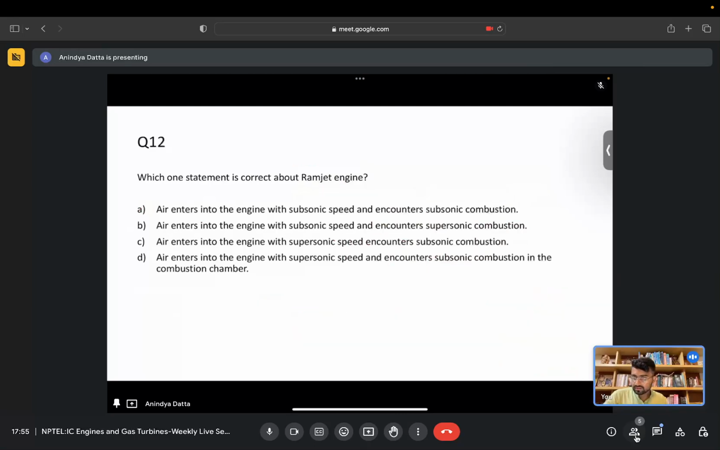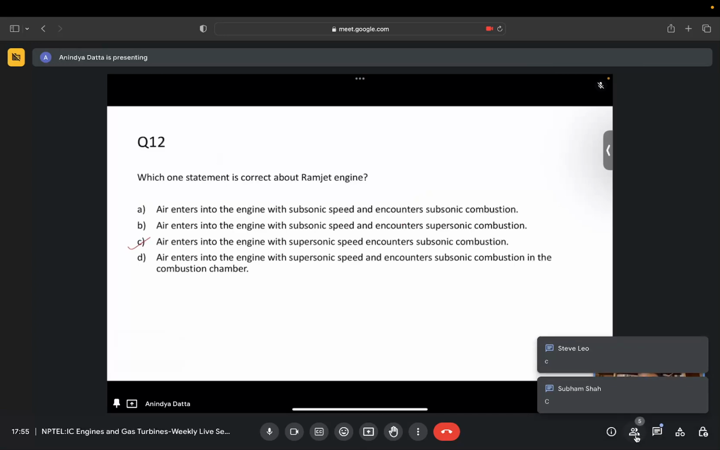Now question 12, which I have already discussed: which is correct about the ramjet engine? Any of you, just tell me the correct option. This is about the aircraft speed and the combustion. Yeah, right, option C: air enters the engine at supersonic speed and encounters subsonic combustion.